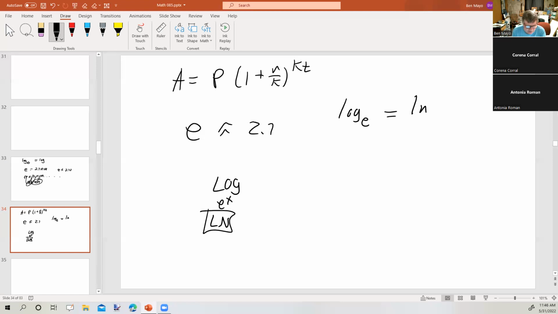What we're going to do next is take a look at the graph of f of x equals e to the x. So give me just another minute here to switch things around.